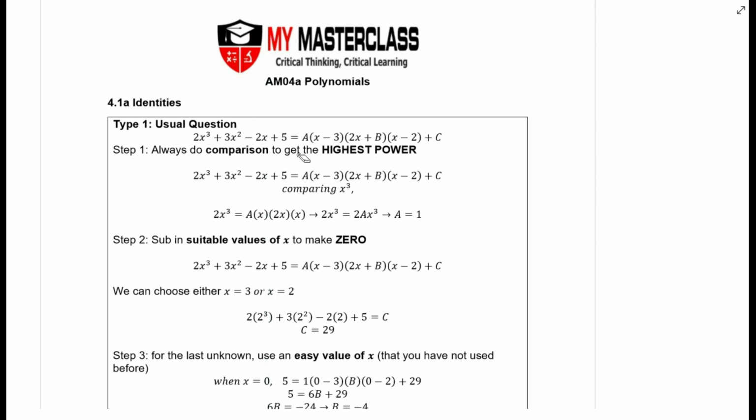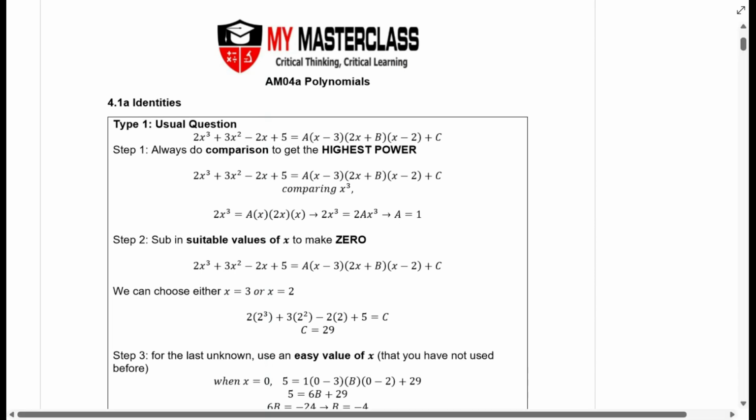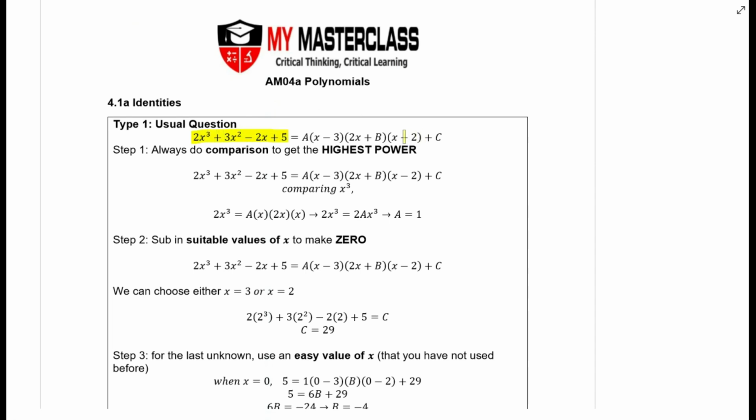For identities, we have two different methods of solving questions. Our first method is when we are solving usual questions. So the question will be something like they'll give a polynomial and then they'll equate it to the same polynomial just represented in a different way with unknowns that we need to solve for. So our first step is always doing comparisons between the x term with the highest power.